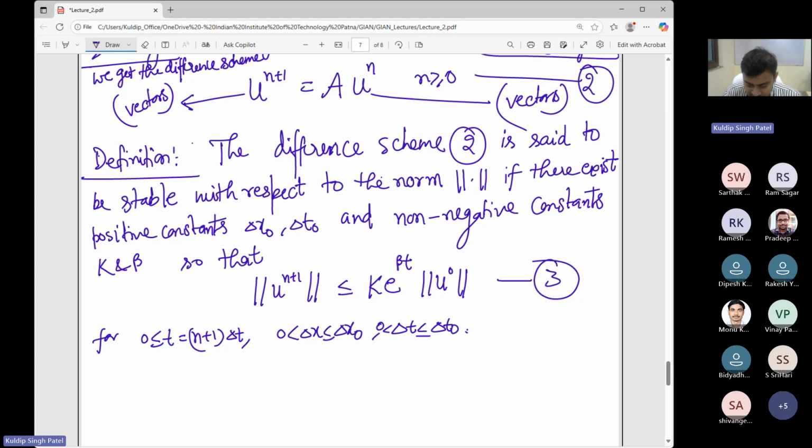Now I'll spend some time here to explain. As I said, many times people do not take e to the power beta t; they simply take k only. That is also perfectly fine, there is not a problem. We are not going into how many definitions of stability there are. We are trying to understand that if we can prove stability, then we are sure that our numerical method is consistent and also stable. Two characteristics, if we have proved them, then we are done.